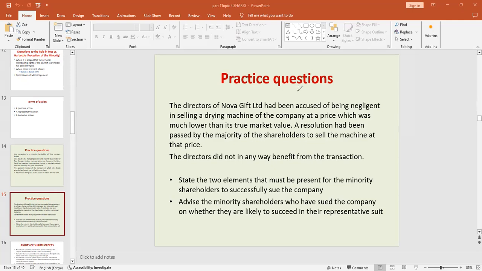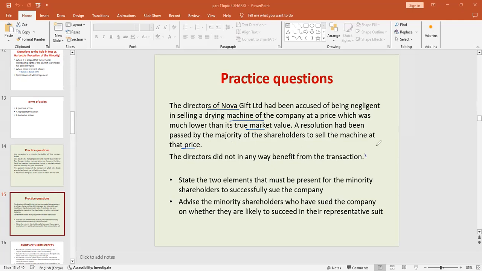They're not liable. Yeah, because you're told that the directors of this company have been accused of something. In this case, they're accused of being negligent in selling a drawing machine at a price which was lower than the market value. So that is what they're accused of, okay? But then a resolution had been passed by the majority to sell the machine at that price. So there was a meeting, and in that meeting, that was what they agreed on.